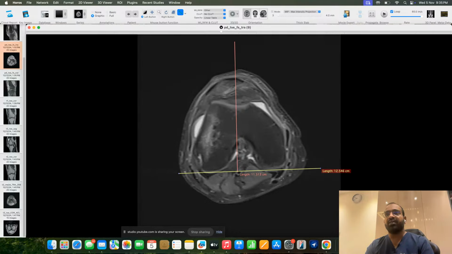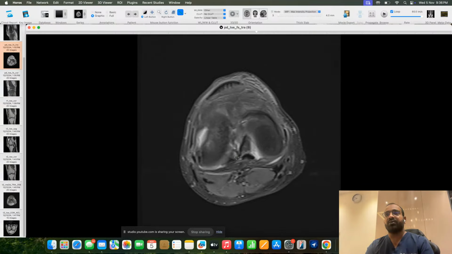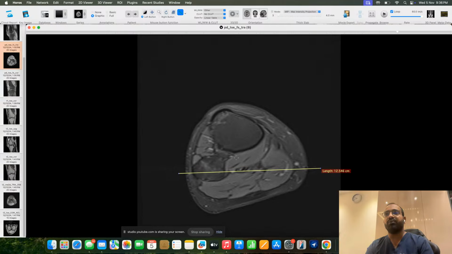Then again, I will take this line, which is drawn perpendicularly at the midpoint of the trochlea, the trochlear groove, and bring it down to this level. I'm pasting it here, Control V. I'll copy it once more, Control C and Control V, and put it exactly at the midpoint of the patellar tuberosity. The distance between these two is the TT-TG distance. If you see, this is my TT-TG distance.